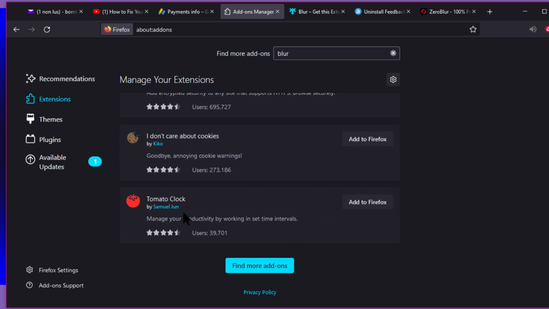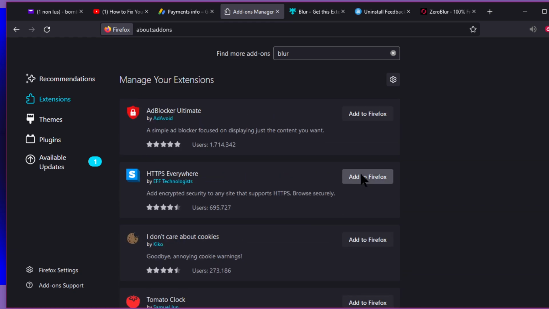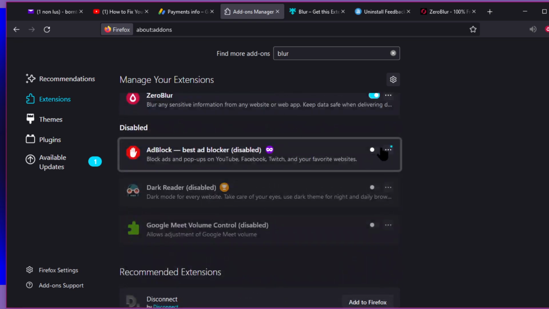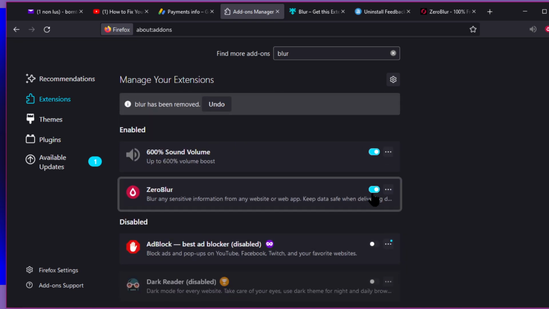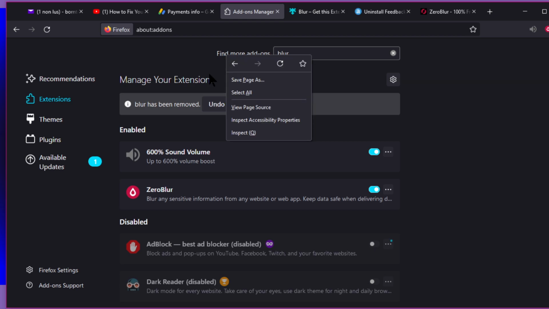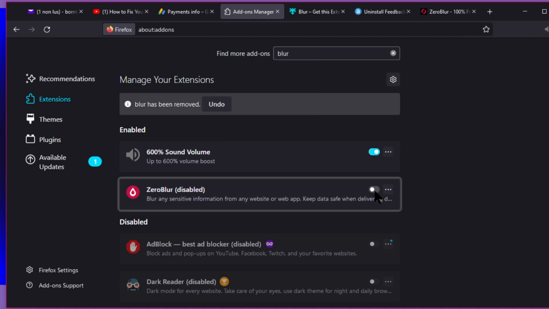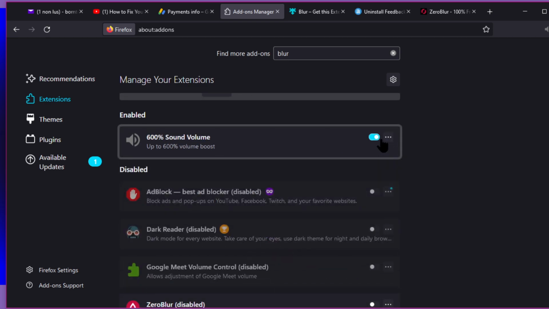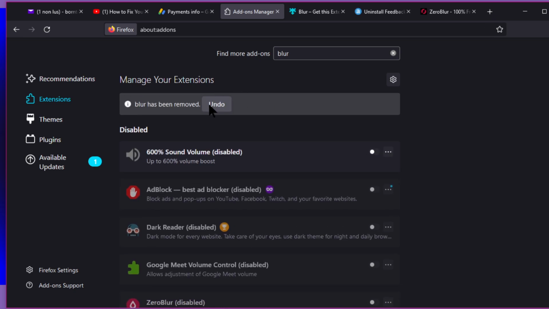What is this? Tomato clock. What are all these things? These ones are not turned on, that's why it's saying add them. So what is this zero blur? It's not even working. It's kind of weird. You right click and it's not working, so I'm going to turn it off. This one is to increase the volume. Some videos on YouTube are very quiet, so I use it to give more volume. Maybe this is the problem. I don't know with Google and YouTube.